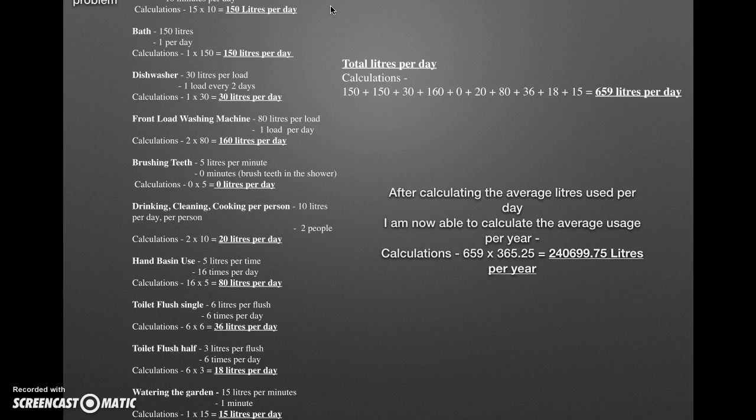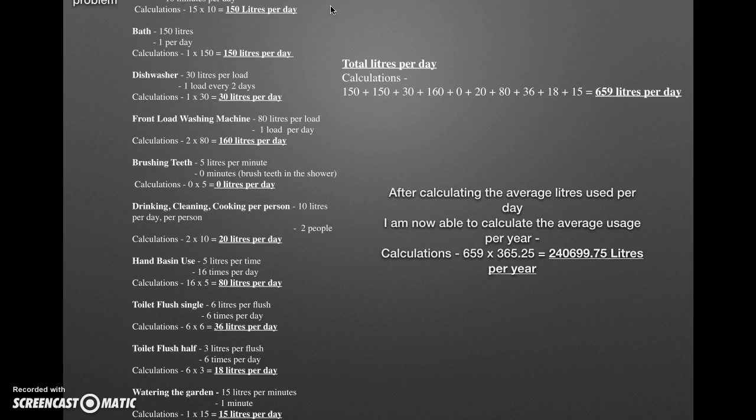For example, if 15 litres of water is used every minute that we spend in the shower, and we spend 10 minutes a day in the shower, to calculate our average water use for showering, we will times 15 by 10 to give us 150 litres per day. We will do this for all of our water uses until we can calculate the average water usage in a day. After adding all of our water usages together, our average water usage daily is 659 litres per day.